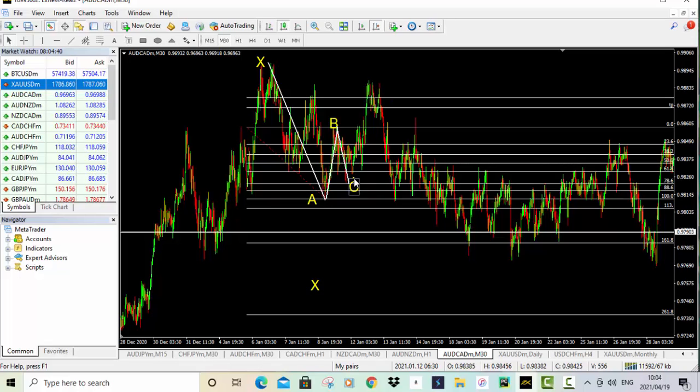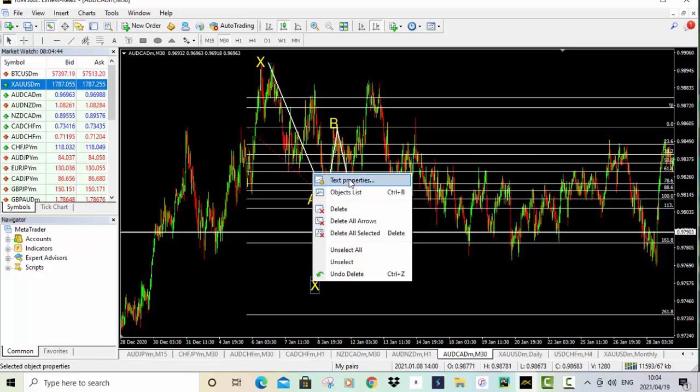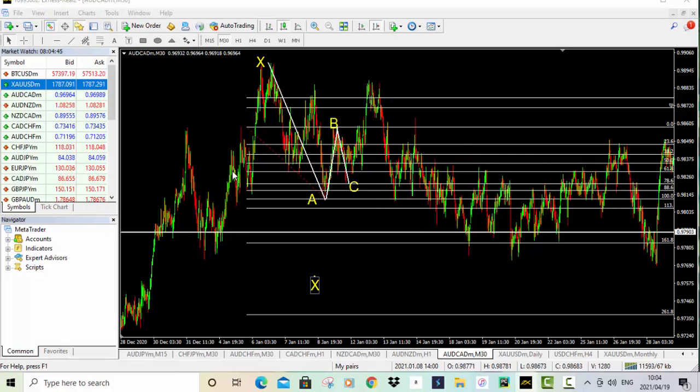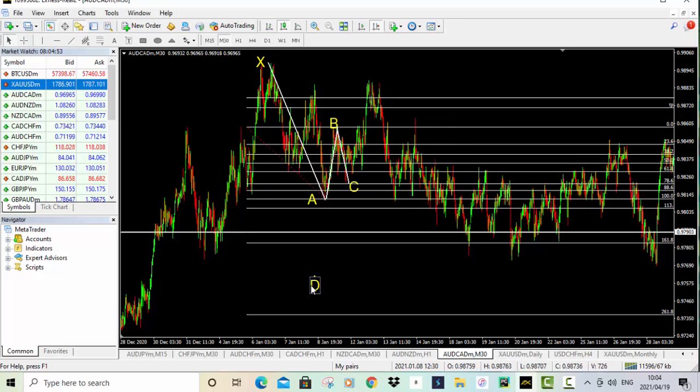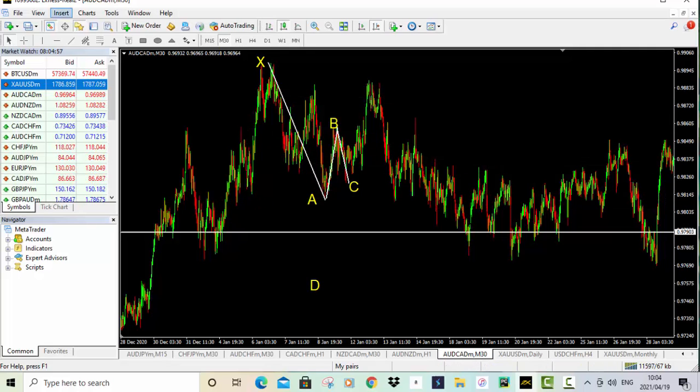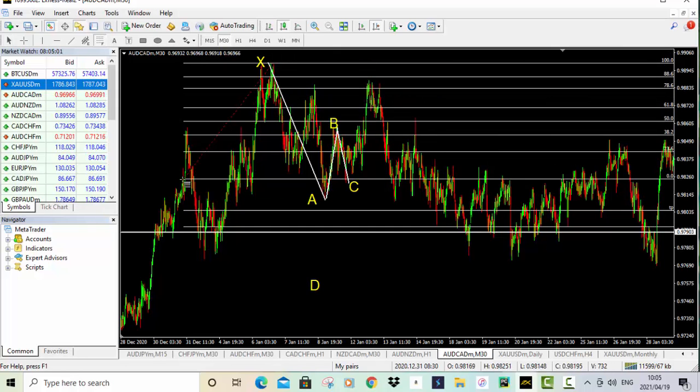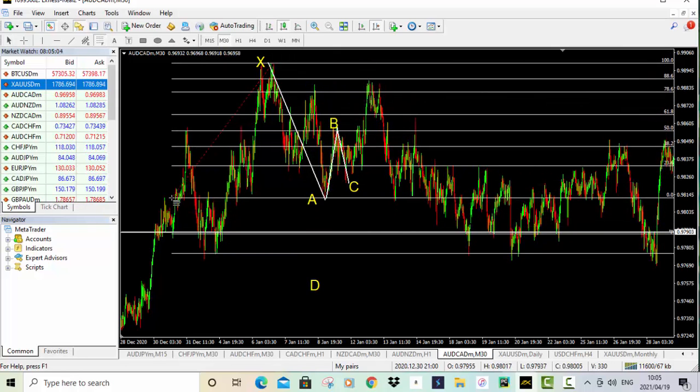Now the next step is to identify our D leg. Okay, our D leg. The requirement for our D leg is for our fib zone from X to A to hit the 88.6 zone. So from here to there, we will do that.